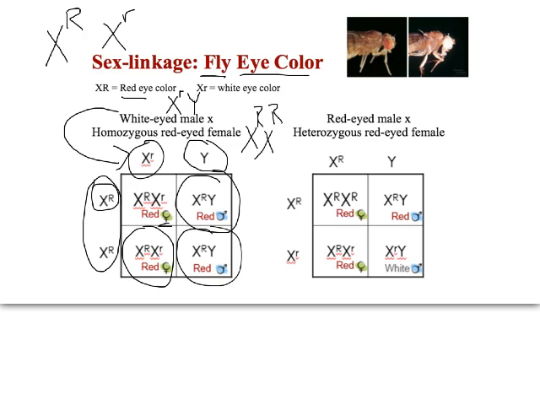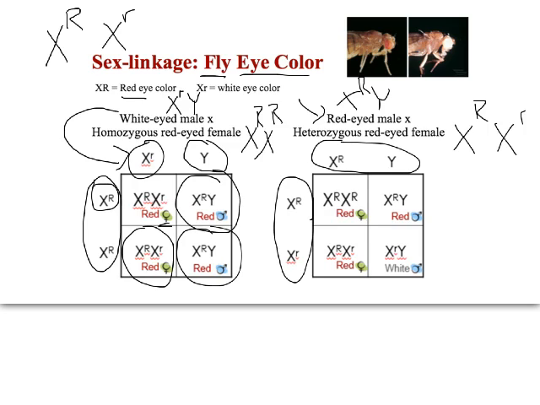So let's try another one. Now if I have a red-eyed male over here, we know males are XY. And in this case, if it's red-eyed, we know we have the dominant allele. If I have a heterozygous red-eyed female, well, females have two X chromosomes, and if they're heterozygous, it must be one capital R and one lowercase r. So you can see the male is right here, the female is right here, and in this case, if this allele and this allele combine, I'm getting a homozygous red-eyed female, a red-eyed male, a heterozygous red-eyed female, and a white-eyed male.